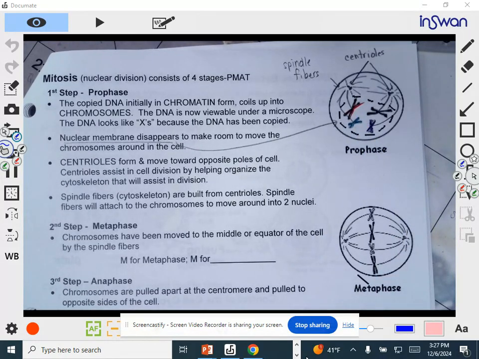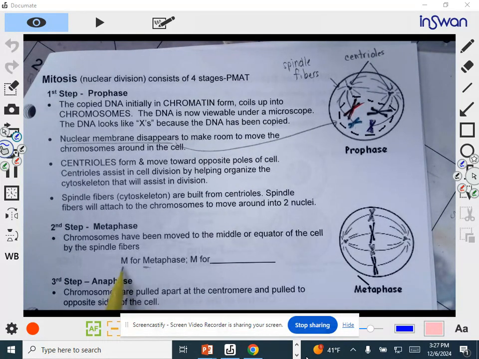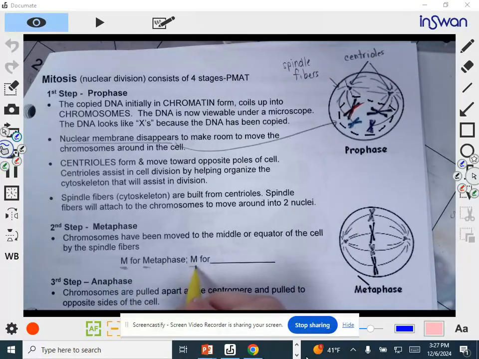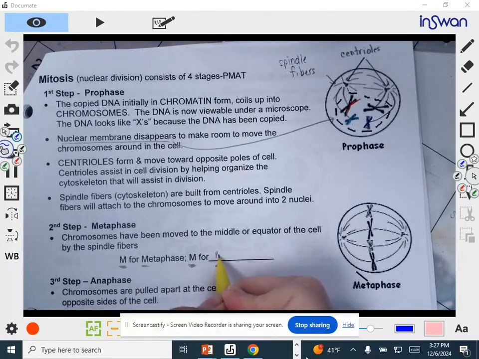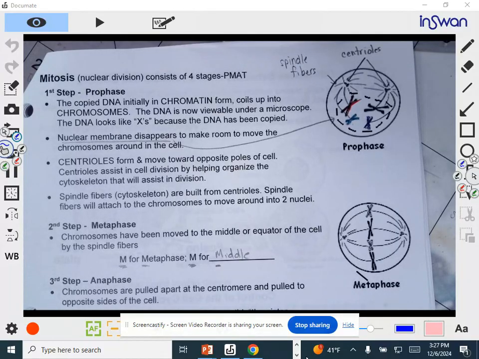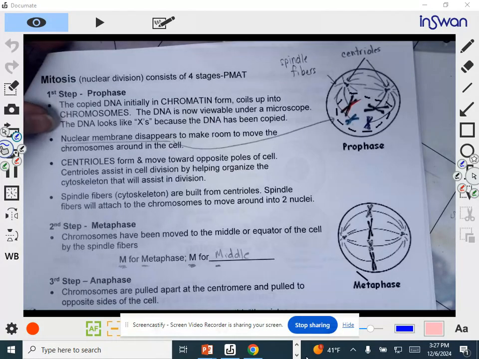Now the next part's going to get real easy. Whenever these chromosomes get pushed and pulled and lined up in the middle, then we say that the cell is in metaphase. If you remember, M for metaphase, M for middle. When the chromosomes are aligned in the middle, we say the cell has reached anaphase. Metaphase. Getting ahead of myself.